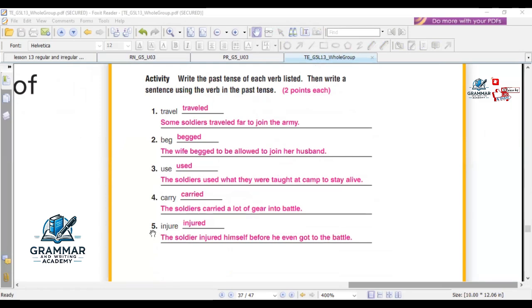Injured. The soldier injured himself before he even got to the battle. Thank you so much. Ayman, I wrote injured here, we have to add D to the end. Yes, Ayman.